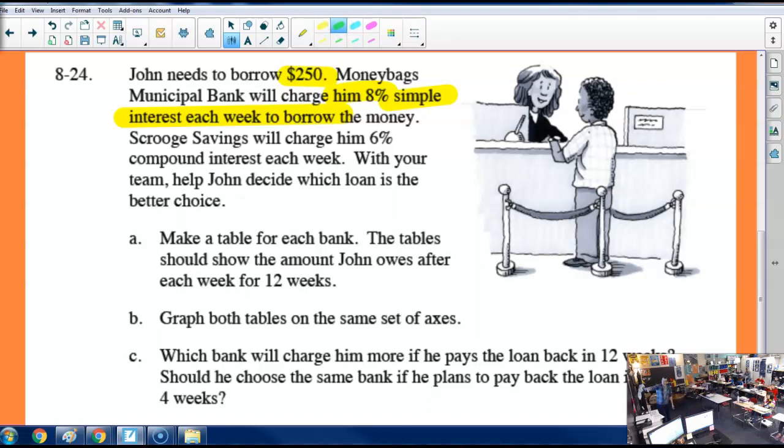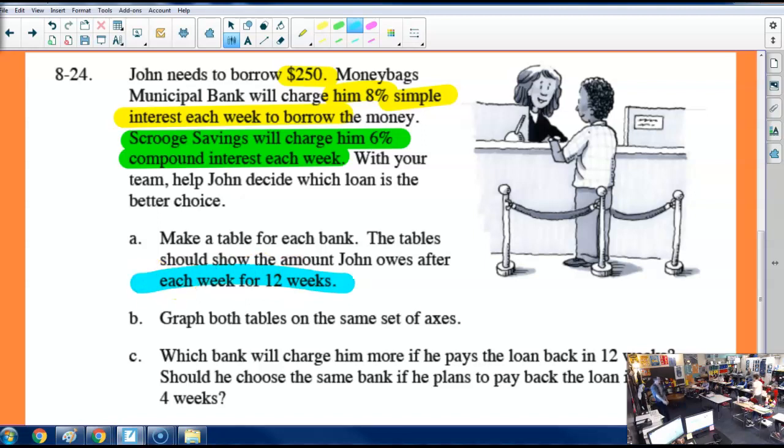Now, Scrooge Savings down the street will charge him 6% compound interest each week. Henry, please stop helicoptering, because this is exactly the type of problem you were just asking about, simple versus compound. So, my task for you is make a table for each of the banks, Moneybags and Scrooge, and figure out what he would owe after 12 weeks, and which bank he should borrow the money from.